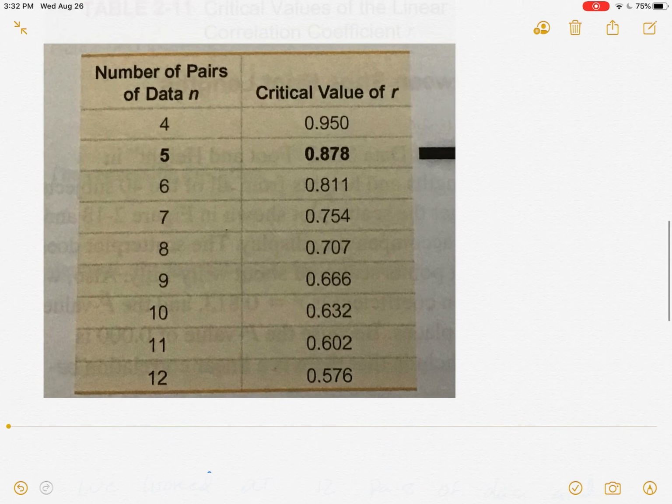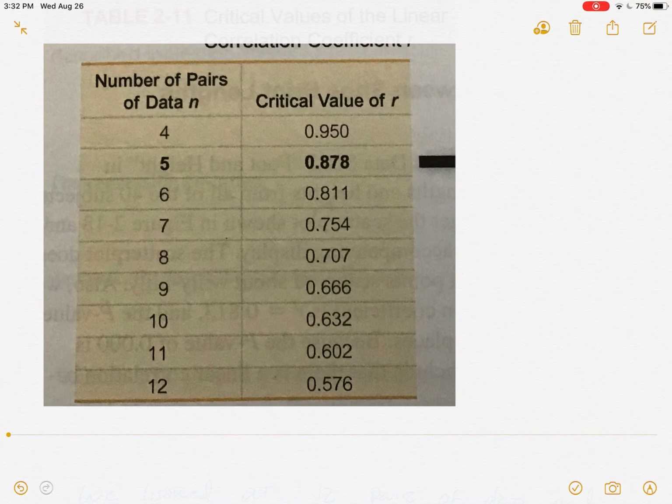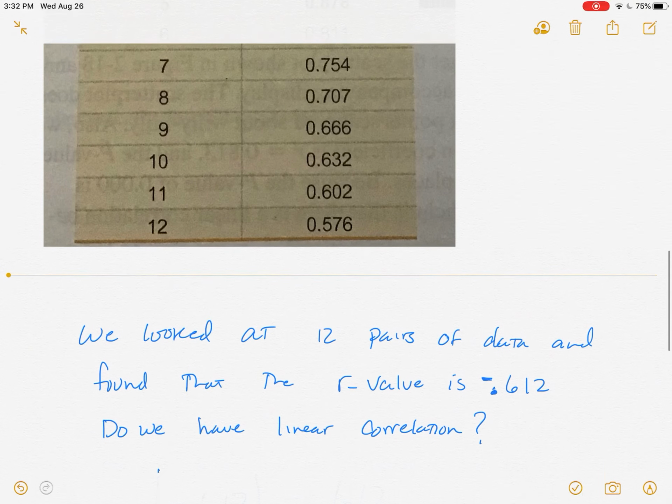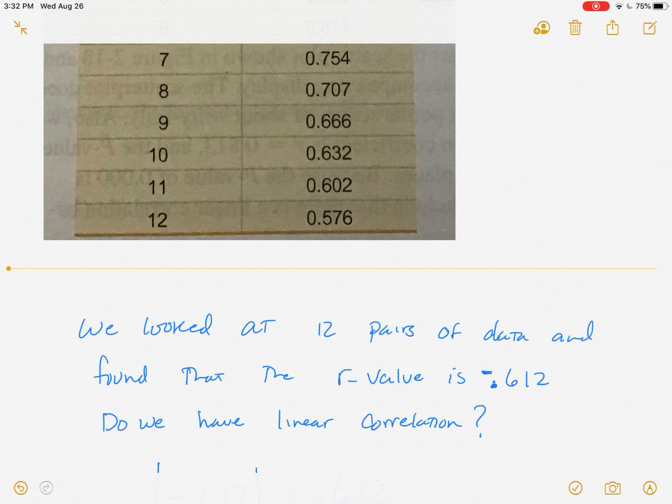Now, we're not going to look anywhere on this chart. We're going to look at a very specific place. We're going to be looking at the last row. Why the last row? Because we have 12 pairs of data. If you want to know what we do if we have more than 12 pairs of data, we use a bigger chart that's in the back of the book, like they'll do in chapter 10 when we get to those sections after chapter 3. So for 12, we need at least 0.576.